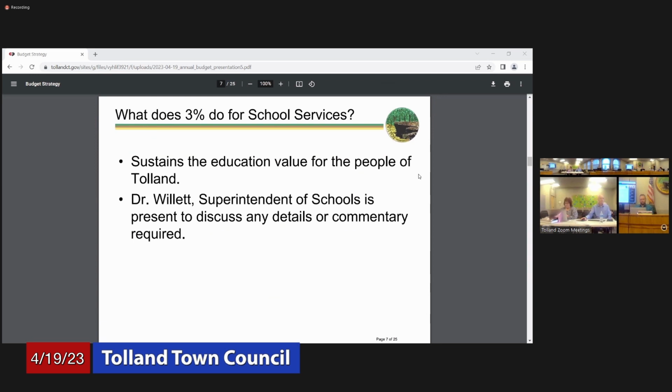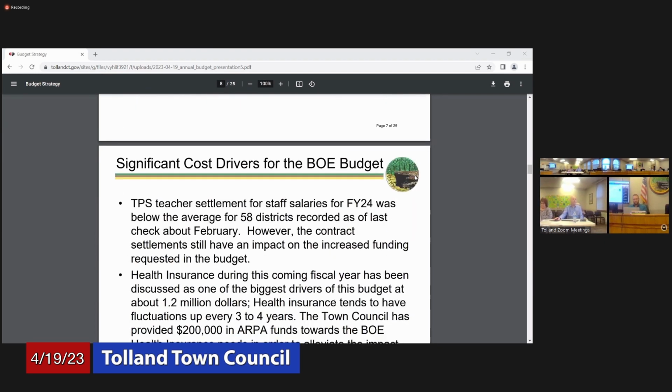3% for the school services. Some of these slides were provided by Dr. Willett. I do not know if they are online or not, but if they are, they can hop on at any point and provide additional commentary. Some of their information was sustaining the educational value for the people of Tolland. Significant drivers on the next slide.